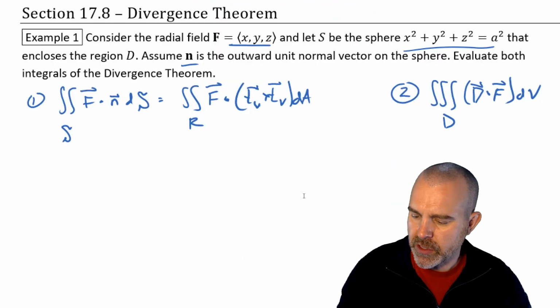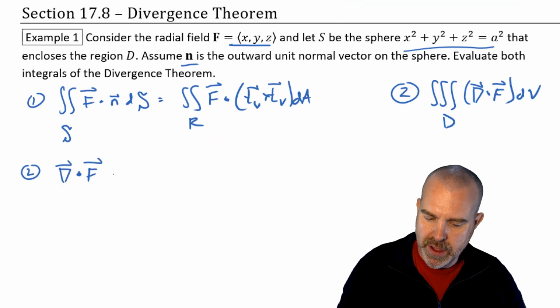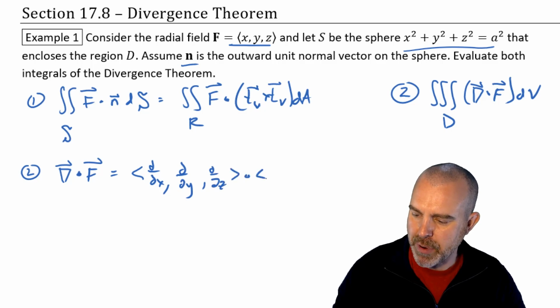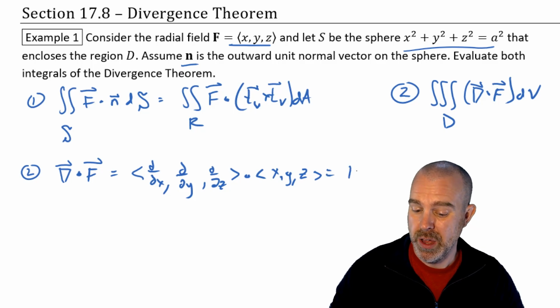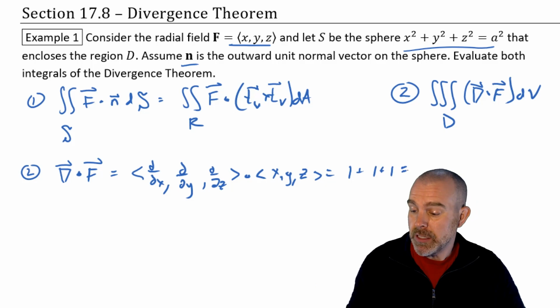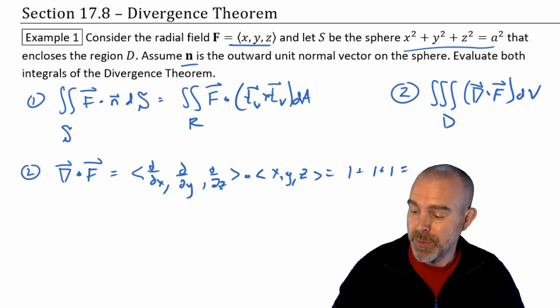Let's start slow. Let's actually do 2 first. So the gradient operator dot product with f will be, again, the partial derivative with respect to x. This is an operator vector: partial derivative with respect to x, partial derivative with respect to y, partial derivative with respect to z, dot product with x, y, z. So that's just 1 plus 1 plus 1, right? Partial derivative with respect to x of x plus partial derivative with respect to y of y plus partial derivative with respect to z of z.